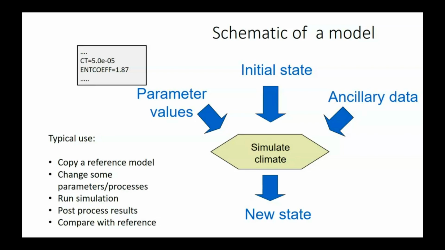Typical research use is shown on the left: to copy a reference model, one that already exists, so that it's very rare that a researcher would begin completely empty, having to make a definition from scratch. But they tend to begin with a reference model, make some changes, then run a simulation, take a look at the results, and then do a comparison with the reference model's results and with the historical record in order to explore some kind of scientific hypothesis.